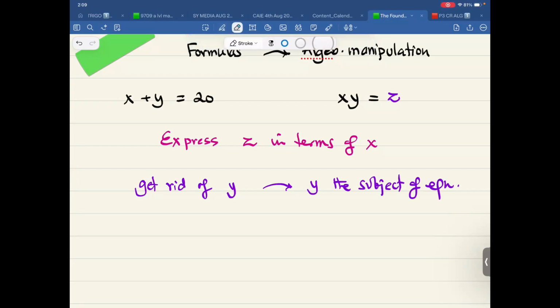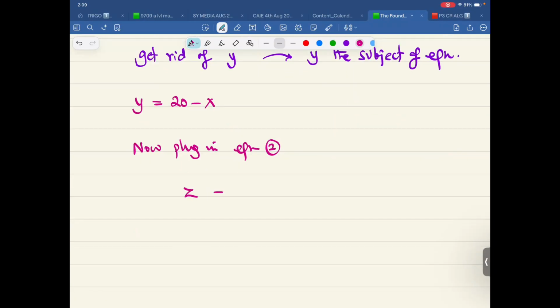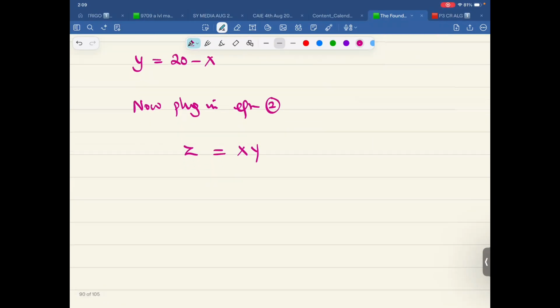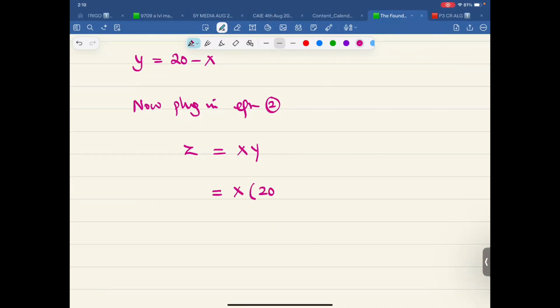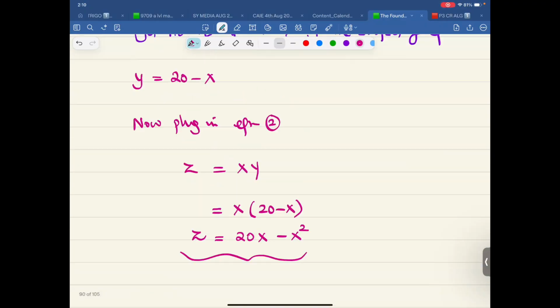So first of all, let me get the eraser and let me use a black marker over here. So what I can do is that I can make y the subject from here. So this is equation 1. And from equation 1, make y the subject, that is 20 minus x. And now plug in equation 2. So xy is equals to z, or z is xy. Now we are removing y. So that is x times 20 minus x. Yes, you can expand. That is 20x minus x square. That is z in terms of x only.